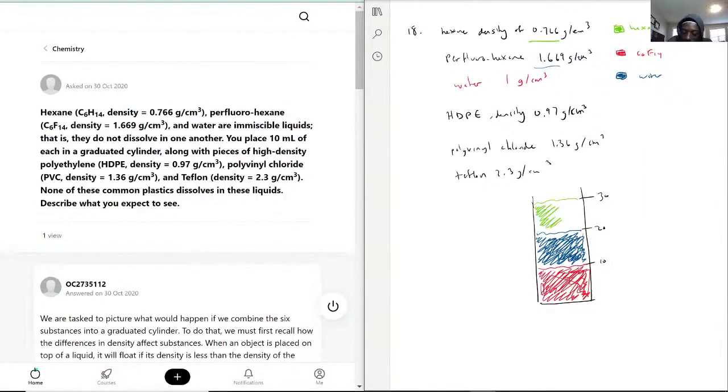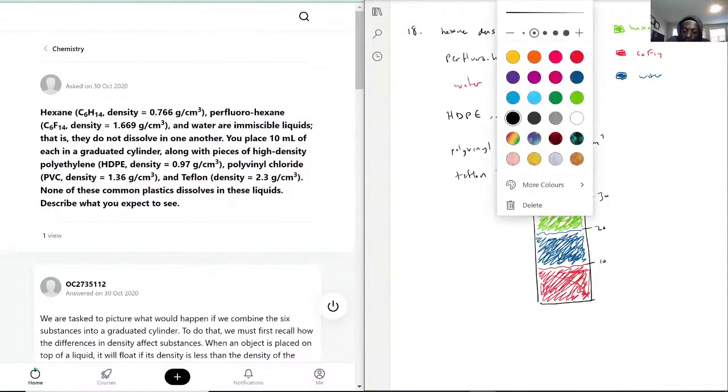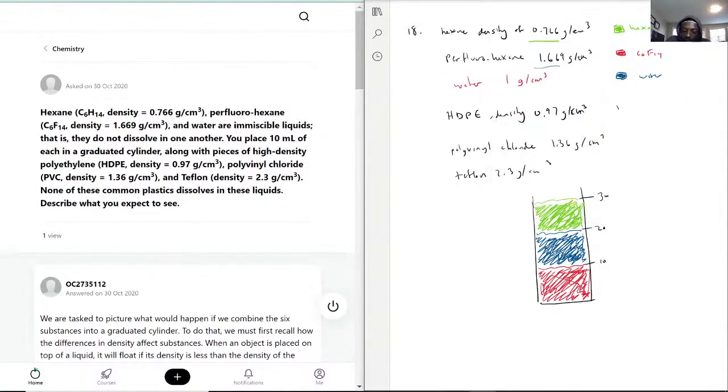Now we have to pick some really bold colors here, because we want to show where each of the plastics would be. So let's pick purple for HDPE. Density is 0.97, so it is greater than the hexane density, meaning it will sink right through, but less than the water, meaning this would be a solid right there on top. So this is HDPE, solid on top of the water.